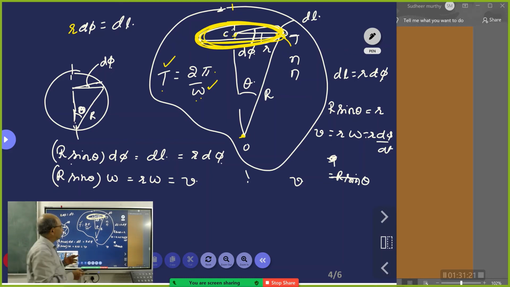See, now you look at this point. How much distance has it traveled per unit time? That is linear speed. You stand here and see it would have covered dl in the same time. You stand there and see it would have covered dl in the same time. So why will the linear speeds be different? First, you counter me.